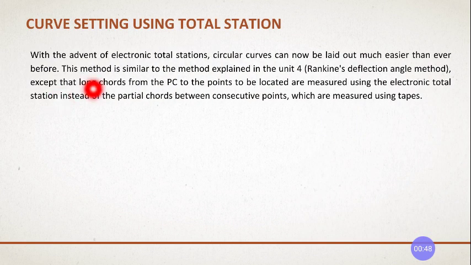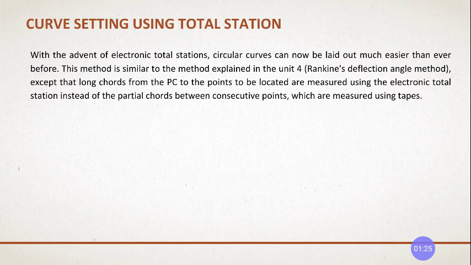With the advent of the electronic total stations, the circular curve can be laid out much easier than ever before. This method is similar to the method explained in the fourth unit of Rankine's deflection angle method, except that long chords from PC to the point to be located are measured using the electronic total station instead of partial chords between the consecutive points using tapes. This is the difference, right?